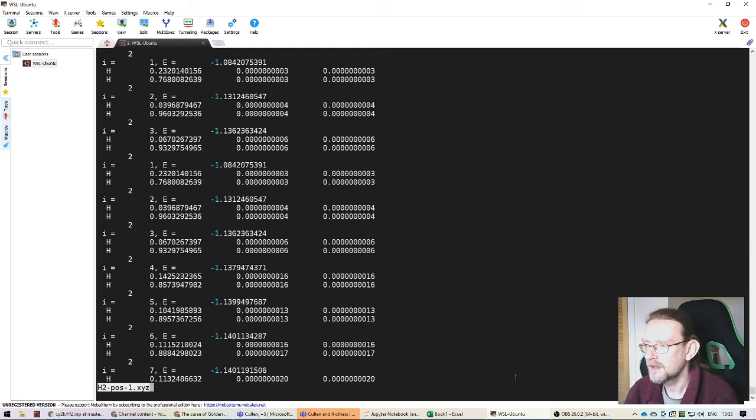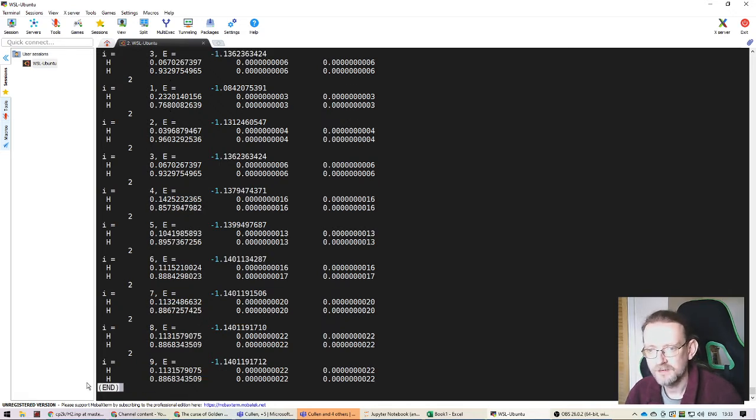If I look at the XYZ file, I can see that the two atoms started essentially 1 angstrom apart, and then they proceed to a configuration that's more or less the same thing.